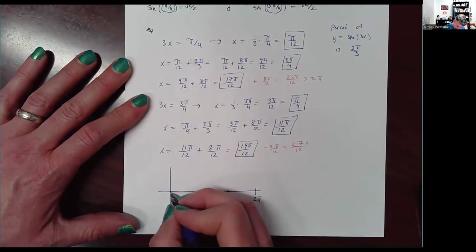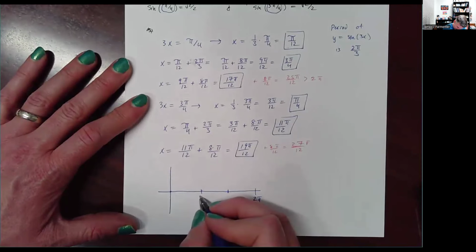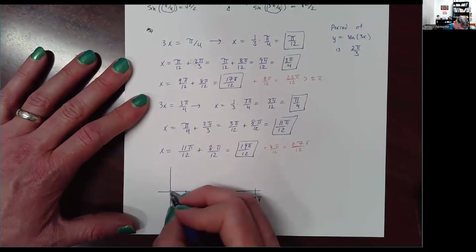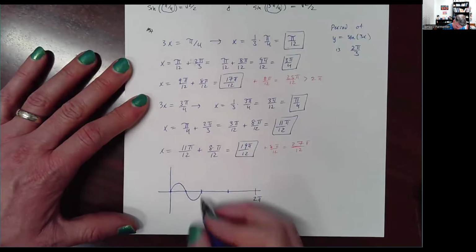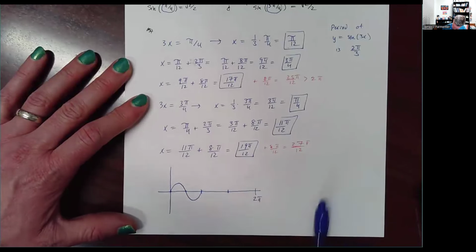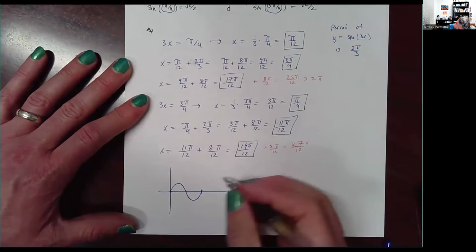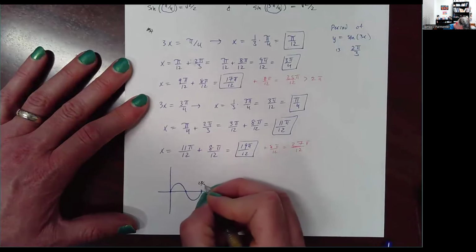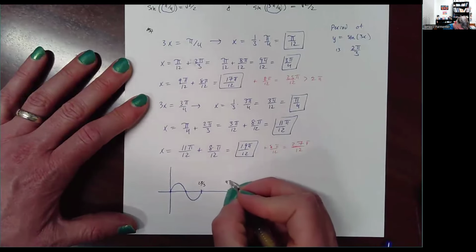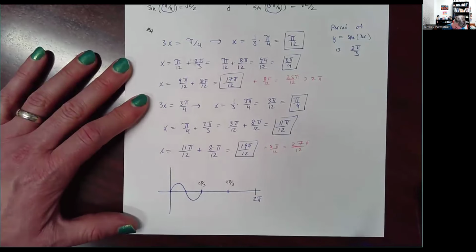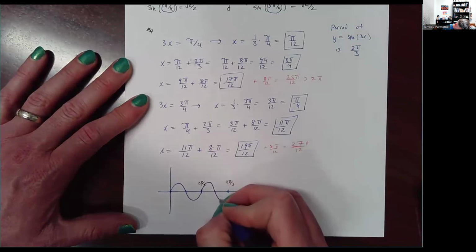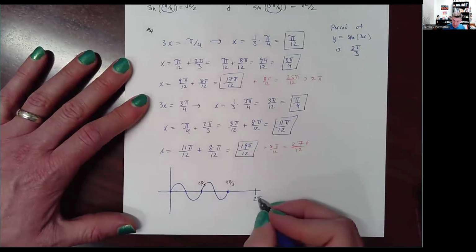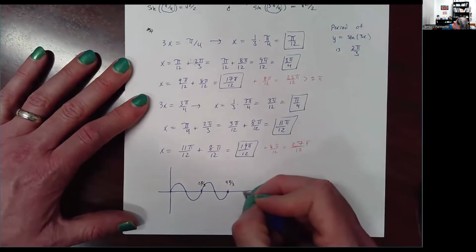So in this first period from 0 to 2 pi over 3, we're going to get 1 full sine period. So it looks kind of like this. And then in the next, so that's 2 pi over 3 right there. And then from 2 pi over 3 to 4 pi over 3, we get another full period. And then from 4 pi over 3 to 6 pi over 3, which is 2 pi, we get another full period.